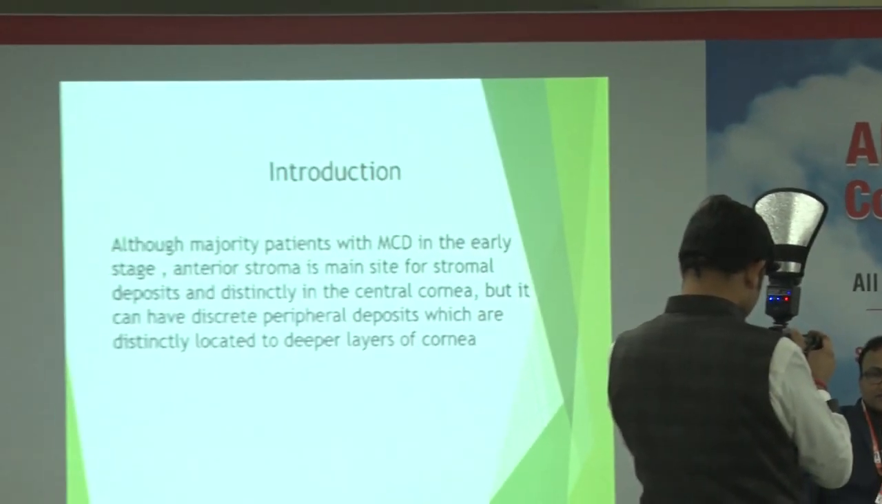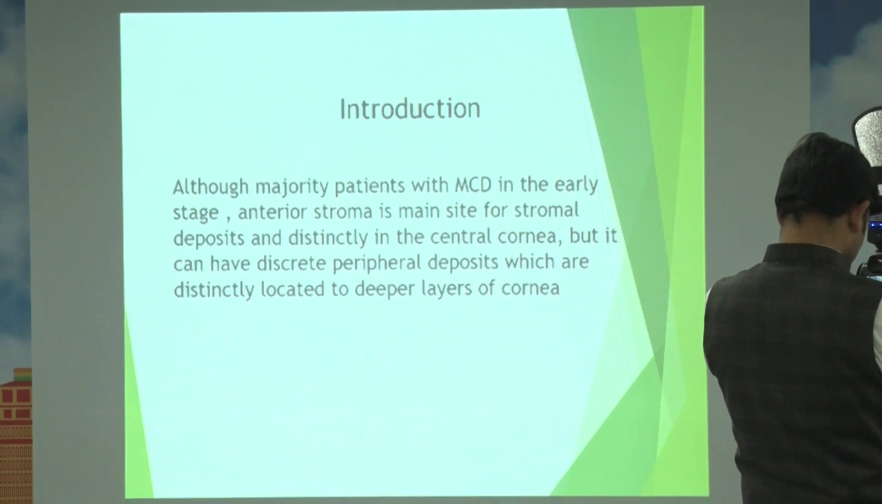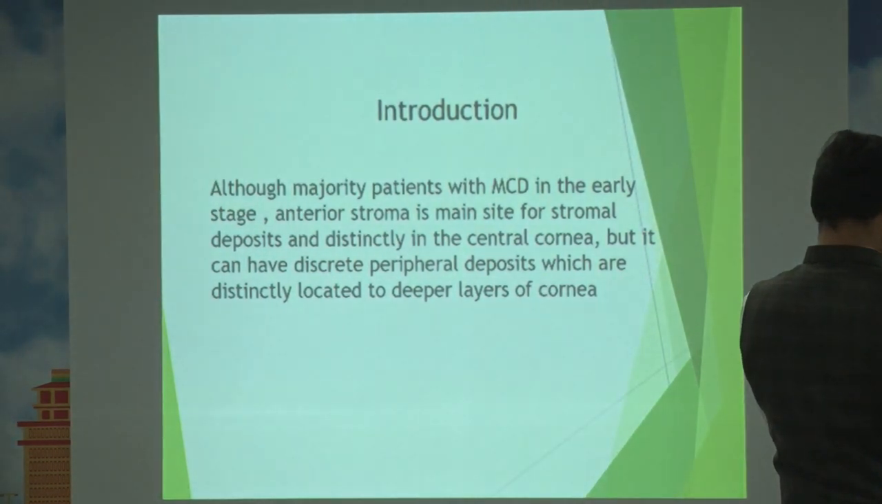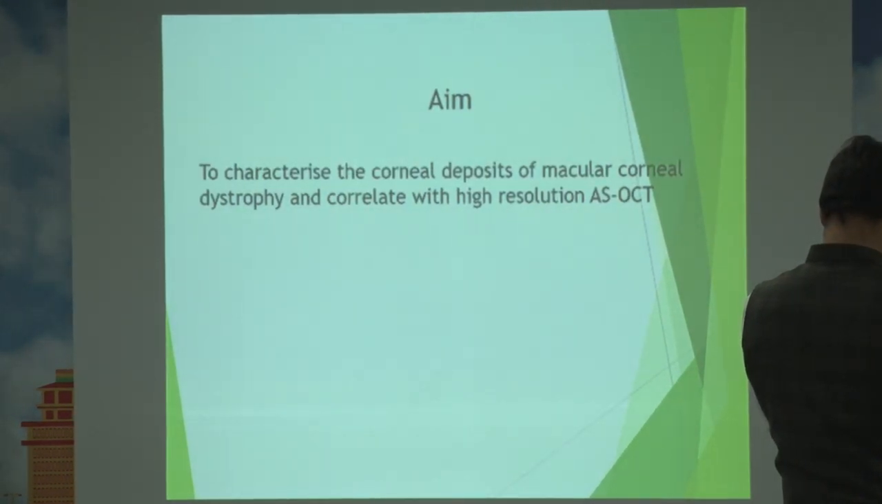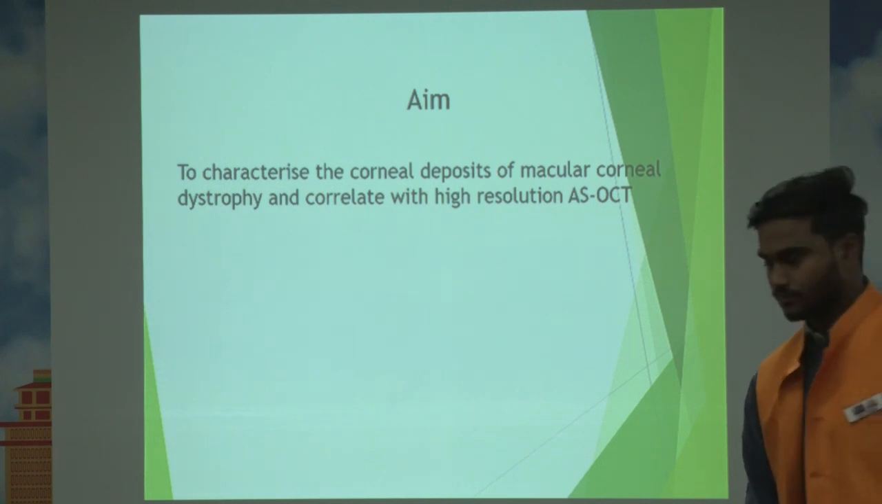Regarding introduction, macular corneal dystrophy is a category 1 corneal stromal dystrophy as per the International Committee for Classification of Corneal Dystrophies classification. There is deposition of glycosaminoglycans in the Bowman's layer, keratocytes, extracellular matrix, and the endothelium in the central cornea that coalesces later to progressively involve the entire corneal stroma, limbus to limbus. Although in the early stages in the majority of MCD patients the anterior stroma is the main site for stromal deposits, distinctly in the central cornea, it can have discrete peripheral deposits located in deeper layers of the cornea. The aim was to characterize the corneal deposits of macular corneal dystrophy and correlate with high resolution AS-OCT.